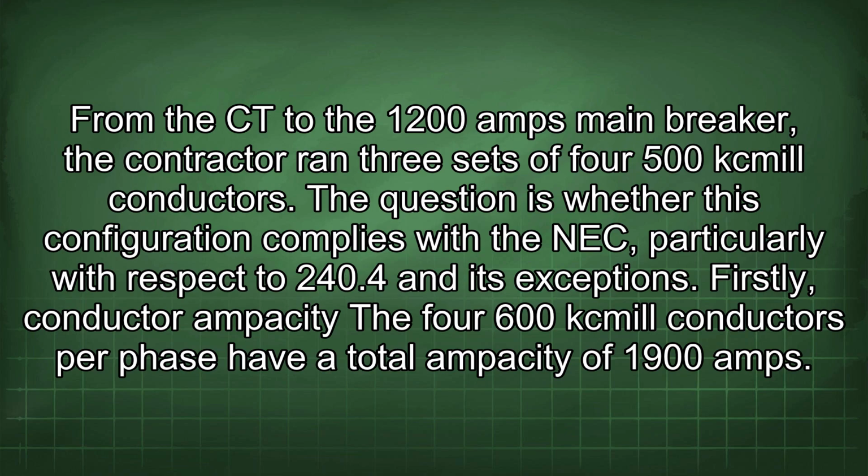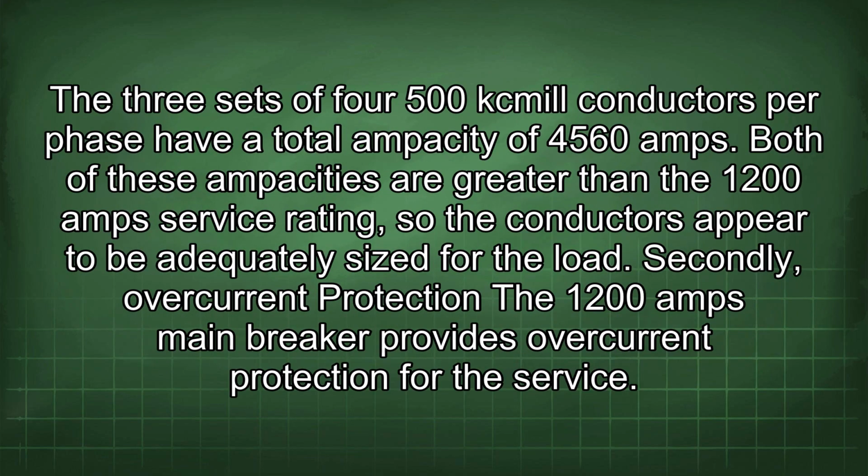Firstly, conductor ampacity. The 4 600 kcmil conductors per phase have a total ampacity of 1900 amps. The 3 sets of 4 500 kcmil conductors per phase have a total ampacity of 4560 amps. Both of these ampacities are greater than the 1200 amps service rating, so the conductors appear to be adequately sized for the load.